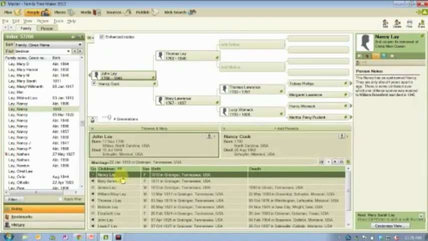And one of the things that I've discovered is that there's this great marriage record that lists that Nancy Lay was married to William Brassfield, but I don't know which one of the Nancys it is. And so I need to start figuring out ways to differentiate these two women so that I make sure that I haven't skipped a generation.